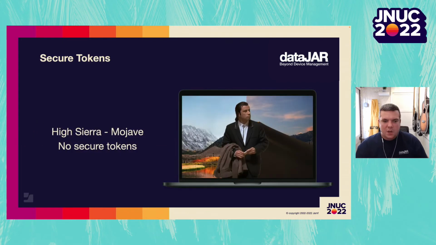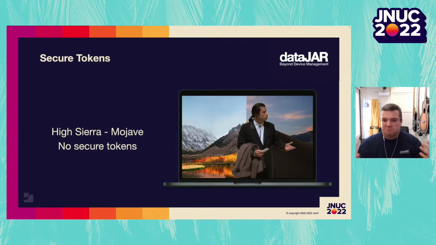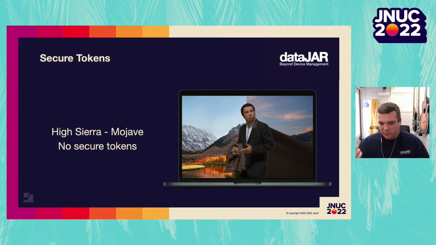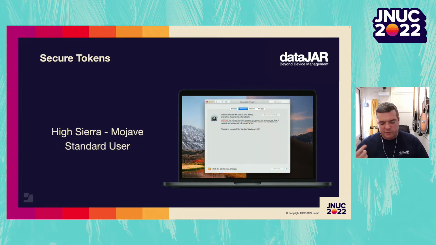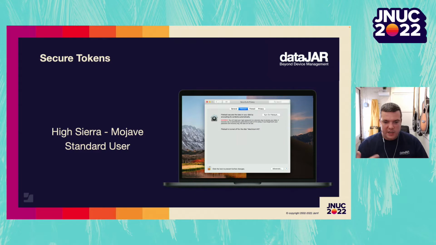Well, logged in as a user on High Sierra or Mojave, secure tokens, what was going on, you know, wasn't quite sure, but went through the System Preferences to go through and enable FileVault. This is a standard user, so we have to be an admin to unlock the preference pane. And go in here and then click on Turn on FileVault.